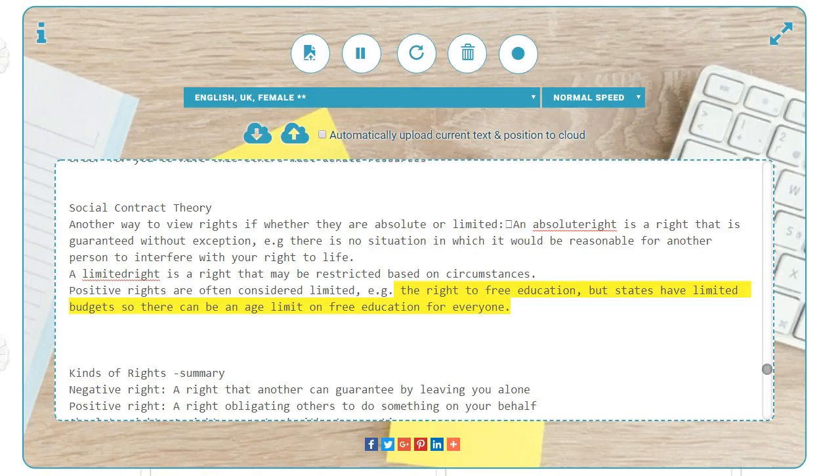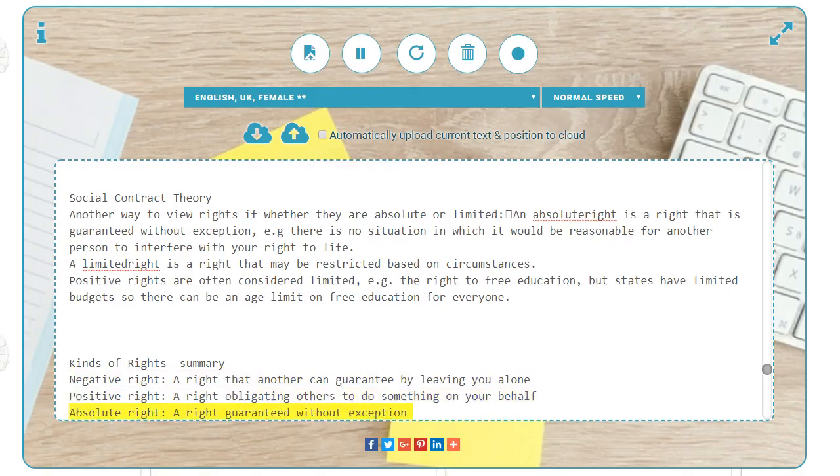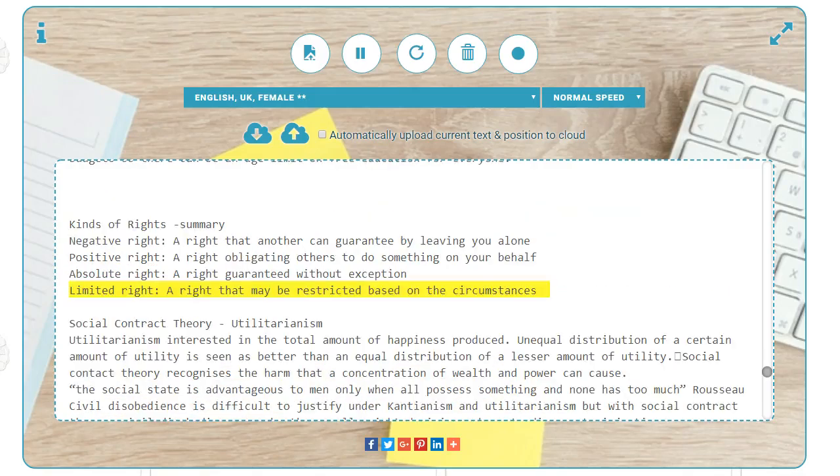Kinds of rights summary. Negative right: a right that another can guarantee by leaving you alone. Positive right: a right obligating others to do something on your behalf. Absolute right: a right guaranteed without exception. Limited right: a right that may be restricted based on the circumstances.